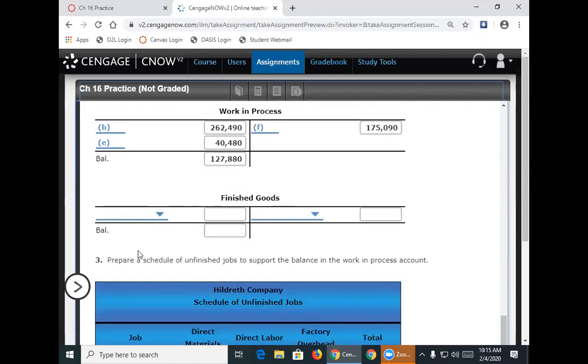As far as finished goods go, we debited finished goods on F, 175,090. And then we credited it 142,610 on part G. Ending finished goods balance is 32,480, which is just job 103. That was still in finished goods. So I guess I had most of it on the board still. Not too bad, right? Any questions on that?